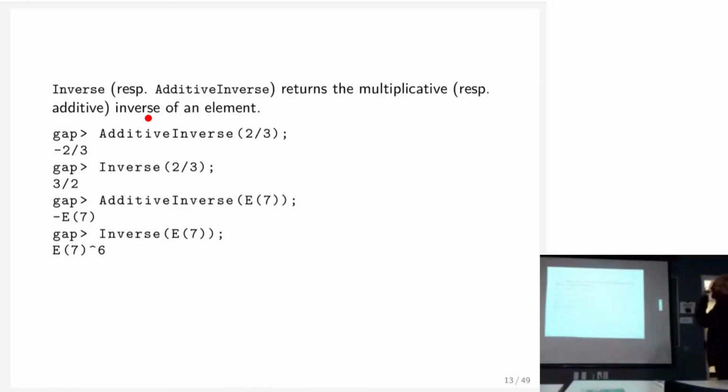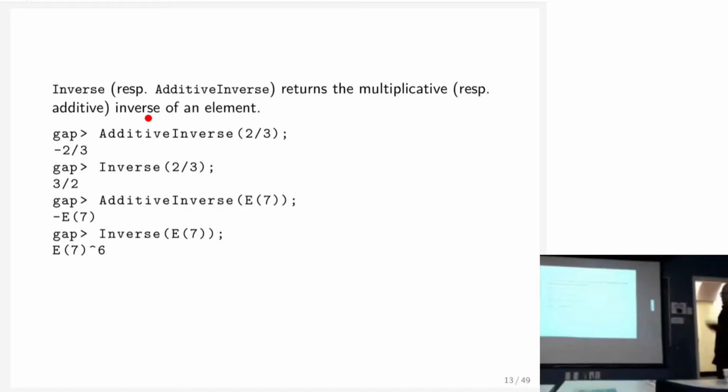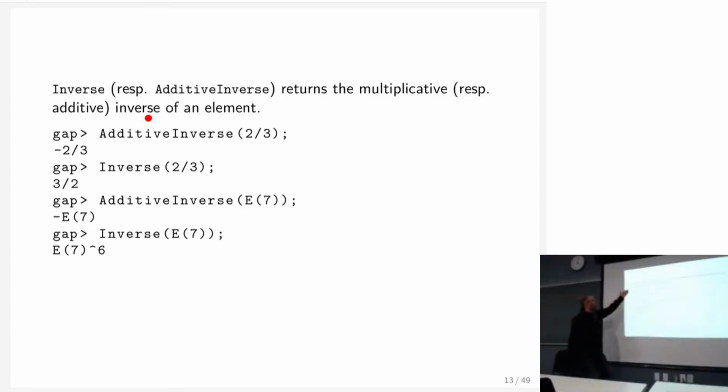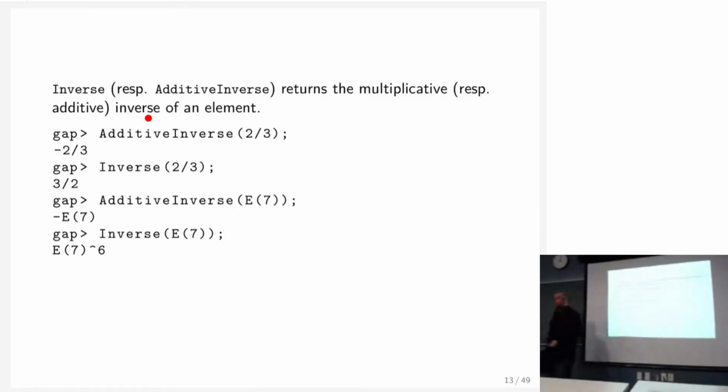So of course you can compute the inverse of an element, say the additive inverse or the multiplicative inverse, and the function is just like this. If you just don't write multiplicative, and you write inverse, it understands that you want the multiplicative inverse. And if you want the additive inverse, just add Additive to the name of the function, and that's it. And I have some examples here. So the additive inverse of two-thirds is this, of course. The inverse is this. The additive inverse of this guy, of course, is this. And the inverse of this is just this. It's clear, right?